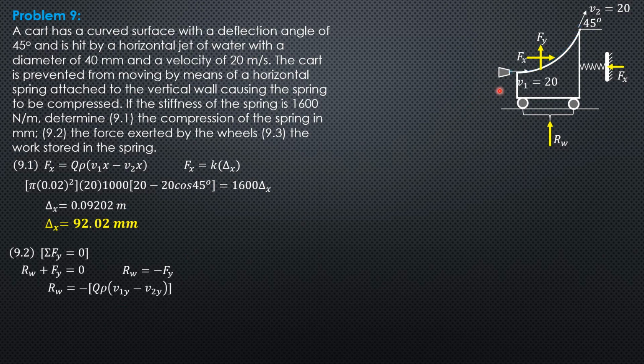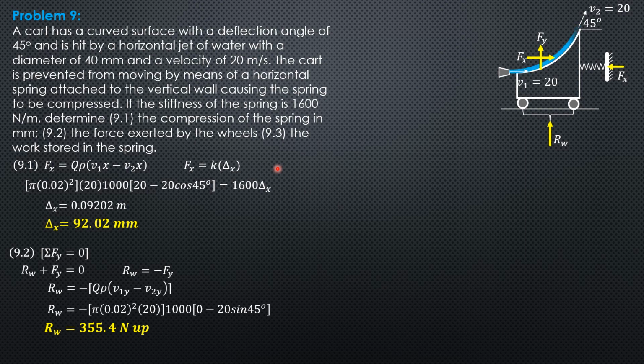Where V1y is 0 because the jet is initially horizontal, and V2y is 20 sine of 45. So substituting, Rw is negative of pi times 0.02 squared times 1000, times quantity 0 minus 20 sine of 45. Since this is negative, negative is positive, so Rw must be upward, 355.4 newtons.